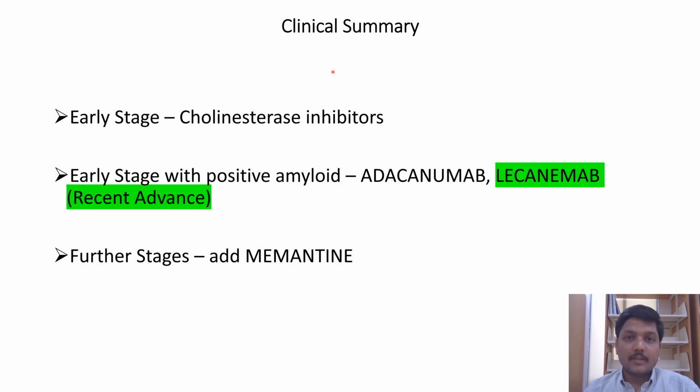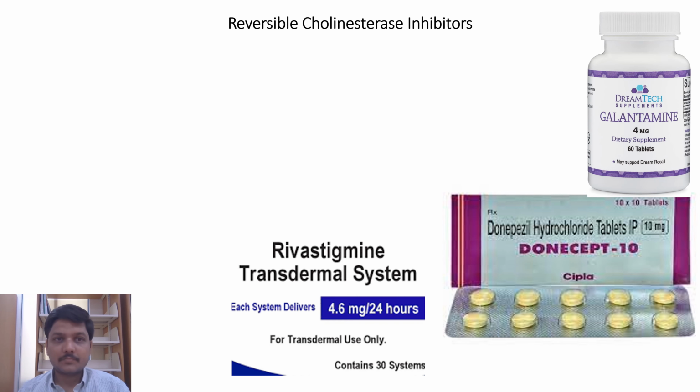embolism. Clinical summary: in the early stage, we use cholinesterase inhibitors. When the disease is in the early stage but with positive amyloid, we can use aducanumab and lecanemab injections. Lecanemab is a recent advance. In further stages, when the disease progresses, we can add memantine.